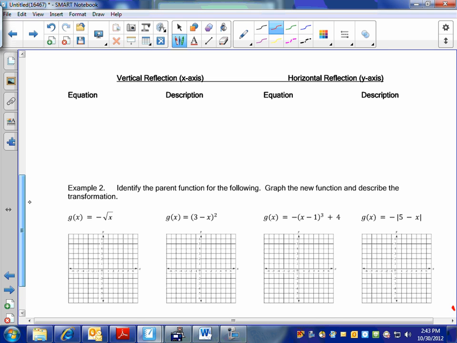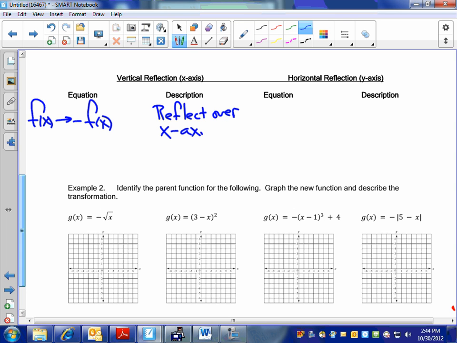Okay, vertical reflection takes f of x and maps it to negative f of x. That's a reflection over the x-axis. Is the negative on the inside or the outside? Outside. So therefore it's a vertical transformation. It's on the outside, it's vertical, inside horizontal.